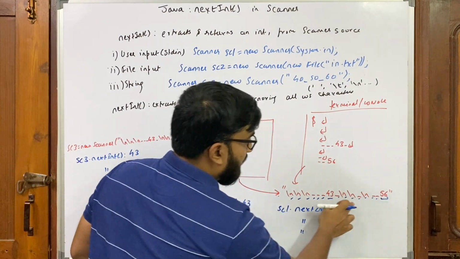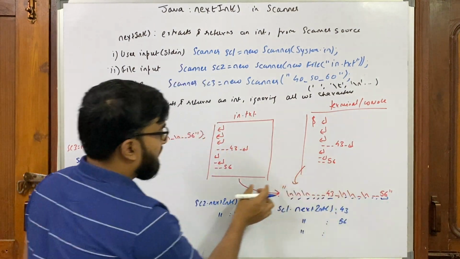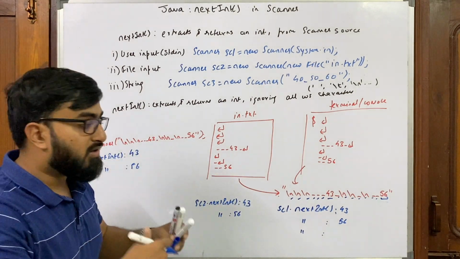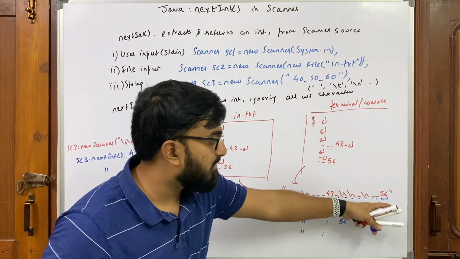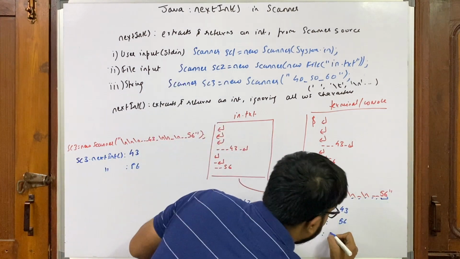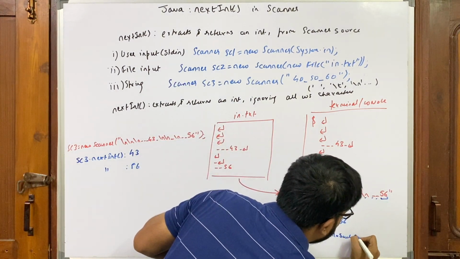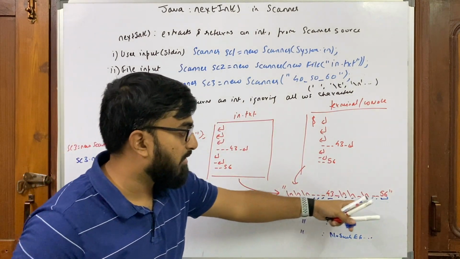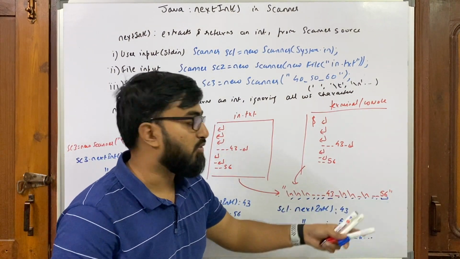There is no more input left. This was the exact input I gave. Here also there is no more input left, and here also there is no more input left. So when you try to call nextInt and there is no more input left, you get a NoSuchElementException, because you are trying to get an integer from an input which is exhausted. You don't have any more input.